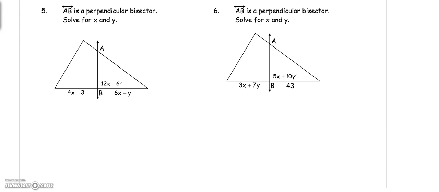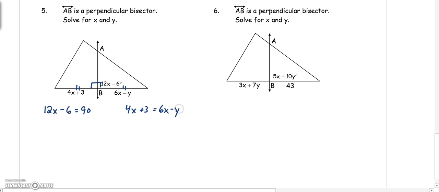In number 5, AB is a perpendicular bisector. So when I look at AB, I know that I have right angles and my side is bisected. So my two equations I'm going to set up for my angle is 12x minus 6 equals 90. And for my sides, 4x plus 3 equals 6x minus y. Now, this equation with the 12x has one variable, so we're going to solve it first.